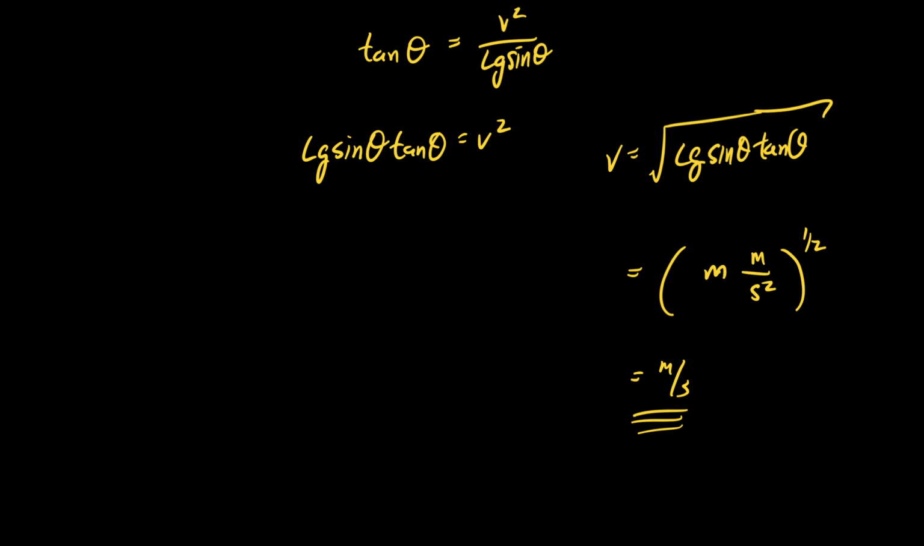Now, if you want to figure out how long it takes to go around that circle, we did that yesterday too. Velocity equals 2 pi r divided by t. Solve that for t.